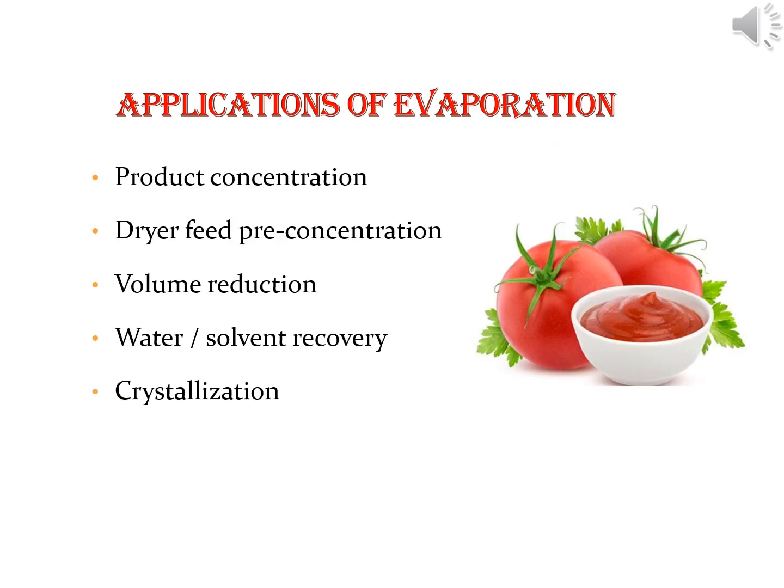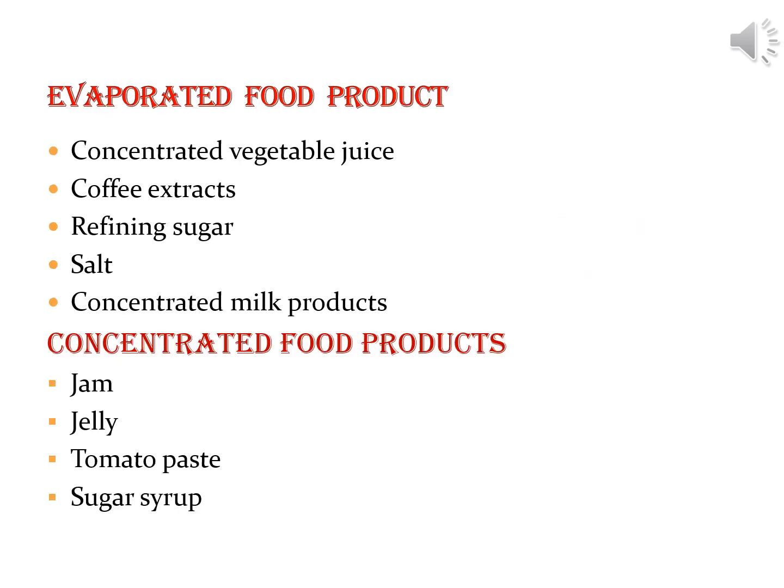Here we discuss the different applications of evaporation. They are product concentration, dryer feed pre-concentration, volume reduction, water or solvent recovery, and crystallization. Now let's go through different evaporated and concentrated food products. The evaporated food products are concentrated vegetable juice, coffee extracts, refined sugar, salt, and concentrated milk products. For the concentrated food products, the examples are jam, jelly, tomato paste, and sugar syrups.